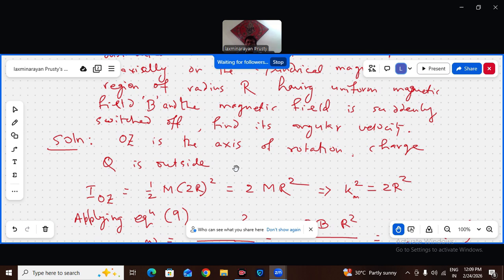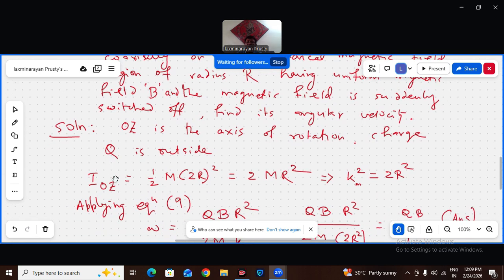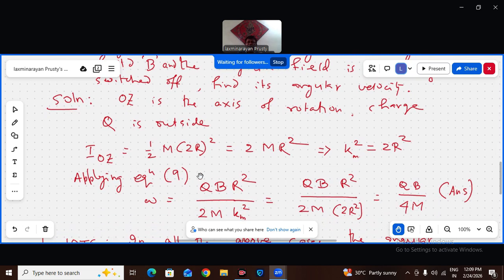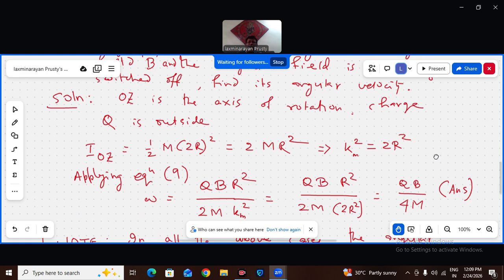Charge q is outside. So I_oz will be, what is I_oz? Half m into 2r whole square. That is 2mr square. That is m k_m square. That is k_m square is 2r square, right? m k_m square is the I_oz. m k_m square is m into 2r square. So k_m square is 2r square.